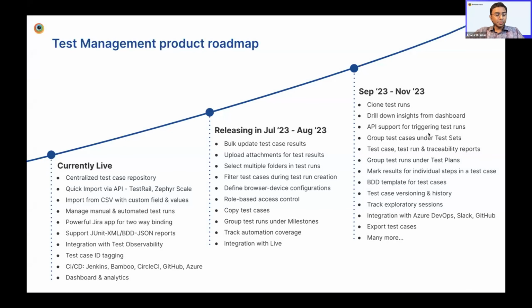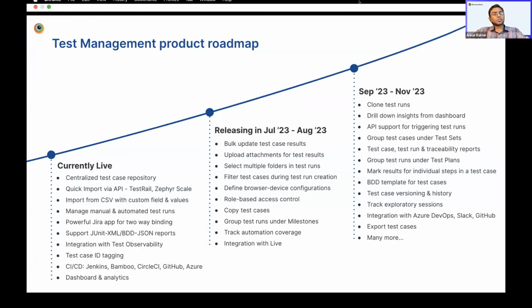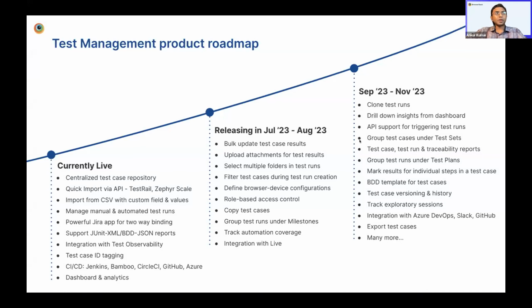This shows the kind of velocity with which we are building this product and the aggressive roadmap that we have ahead. So on the first column, you see things that are already live. Those are the core features that are central to a test management solution, and we do understand the need of those kind of features. So those are already live, like central test case repository, quick import option from TestRail and Zephyr Scale. We just saw how efficient and smooth quick import is from TestRail.